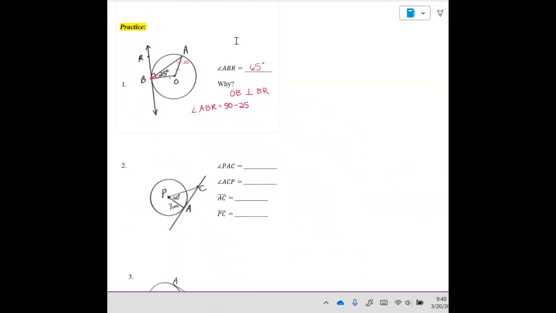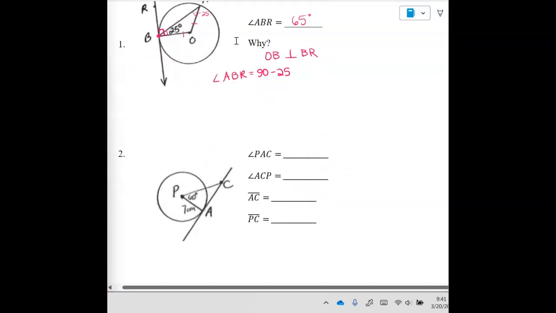Now let's look at this next example here. They tell us that we have this radius, PA, and then we have this tangent to the outside. So we know that PA has to be perpendicular to AC, and so angle PAC has to be 90 degrees. Now they wanted us to figure out what angle ACP is, this angle right here. And we notice that we have a 30-60-90 triangle, so that's just going to be 30 degrees for angle ACP.